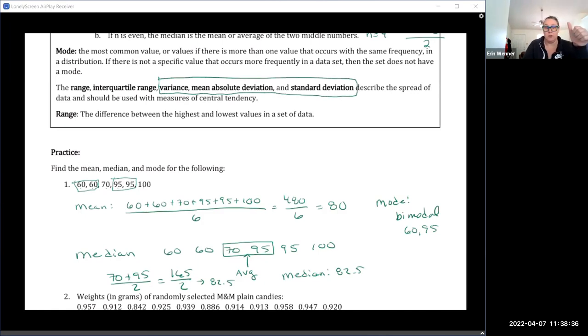Okay. We are going to talk about the range, which is the difference between the highest and the lowest values in a set of data. So if we were going to find the range for this set, I would take 100 minus 60, which would give me 40. There's a 40 point range between those, right? Because the highest is 100, the lowest is 60, so there's 40 values within there. The interquartile range we'll talk about later when we get into the box and whisker plot section of the work.